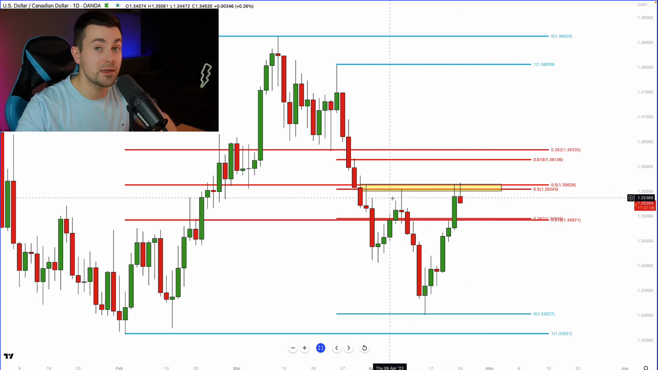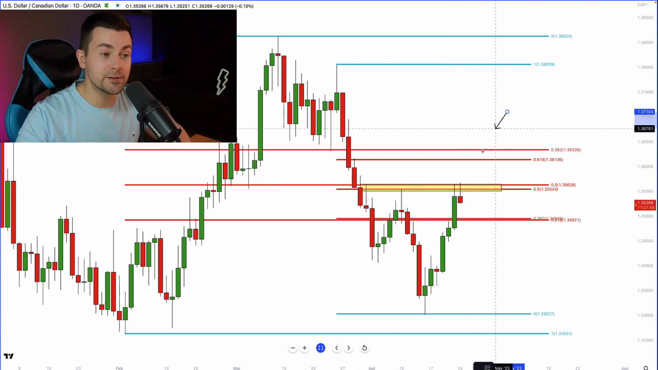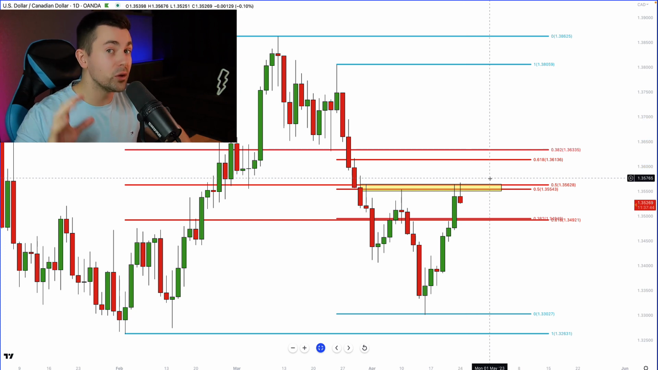So you can see that the pair trading in the minor bearish trend is approaching a very important zone. And from that zone, the market will most likely drop. And on lower time frames, I spotted a very nice pattern that we will trade.